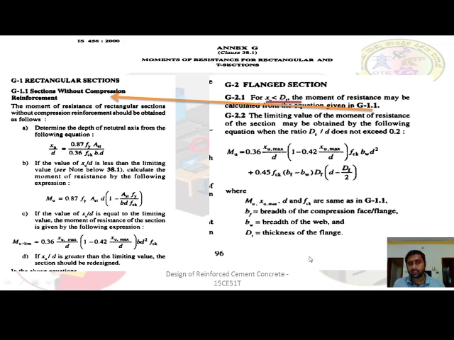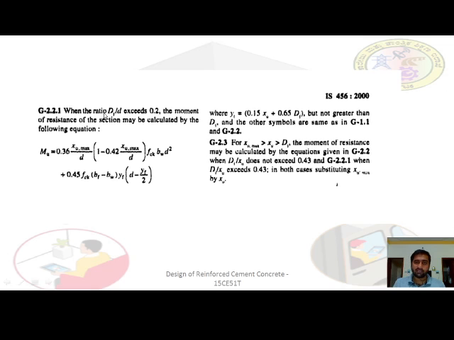All the designations are given over here. If DF by D is more than 0.2, then it is given in the next page. Here is the equation. You can see the YF. DF will be replaced by YF, and the YF value is given by this: 0.15 times XU plus 0.65 times DF.